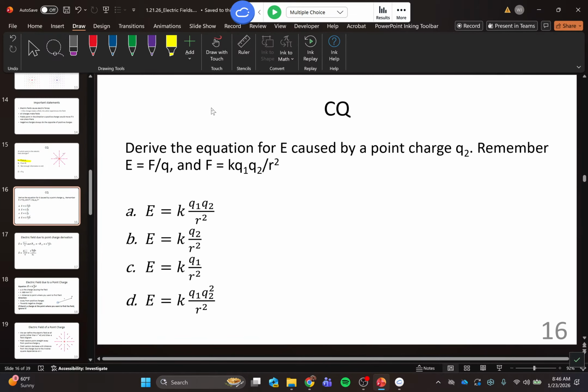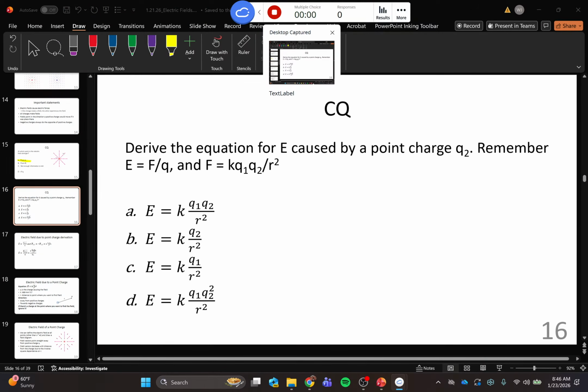Plug them in. Is the answer that the electric field is kQ1Q2 over r squared? Is the equation that the electric field is kQ2 over r squared? Is the equation kQ1 over r squared? Or is it this one that's hidden behind this 4, kQ1Q2 squared over r squared? Which is the equation for the electric field due to a single charge? Specifically, Q2 is the one making the field. Whatever answer you get, think about whether it makes sense. You should always do that step in every problem.